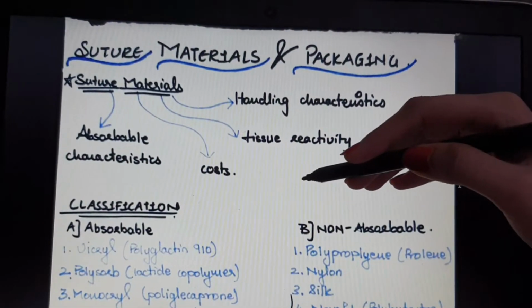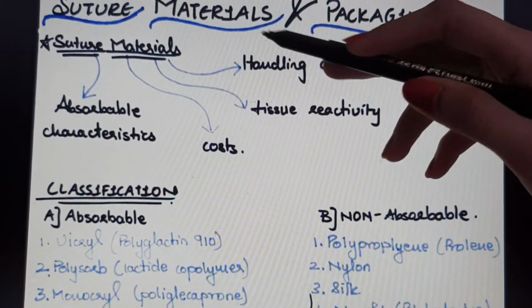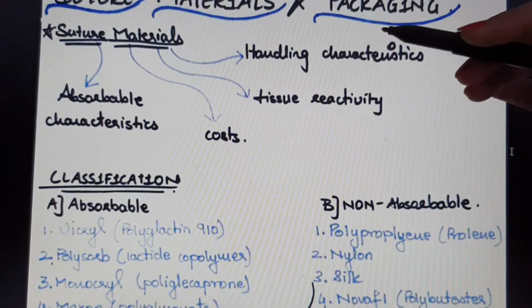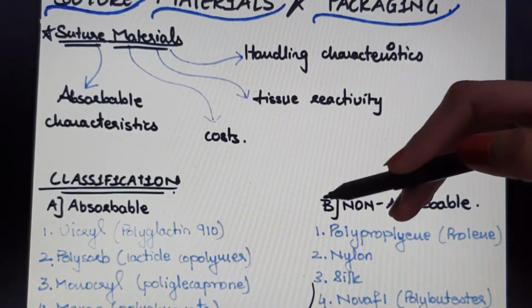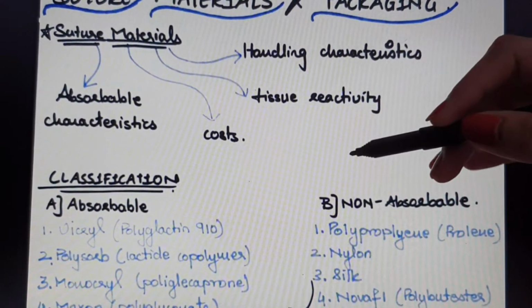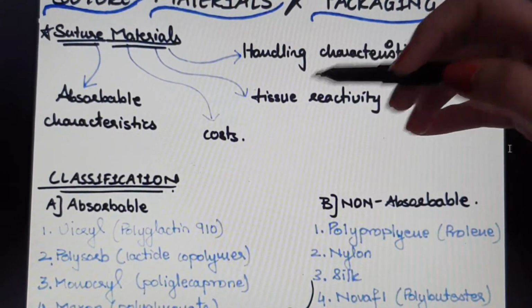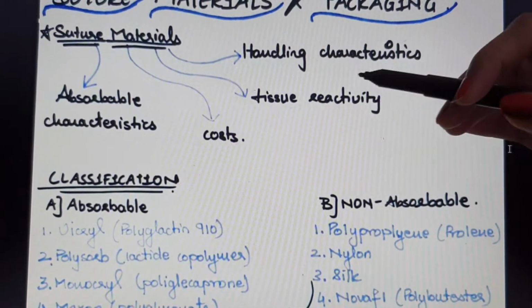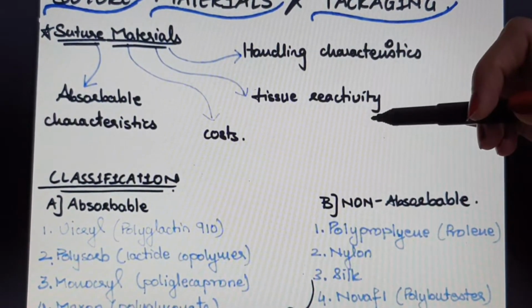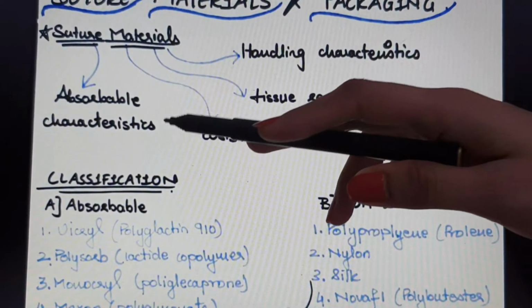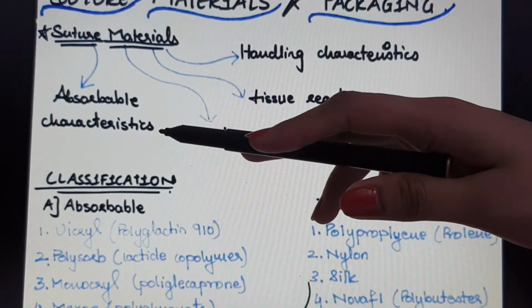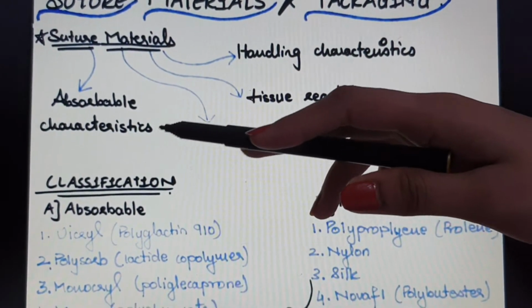Today's video will be all about suturing material and how we read the suture packaging. So let's start with today's session then. There are wide varieties of suture materials available in the market, all with different handling characteristics, tissue reactivity, absorbable characteristics, and at different cost.